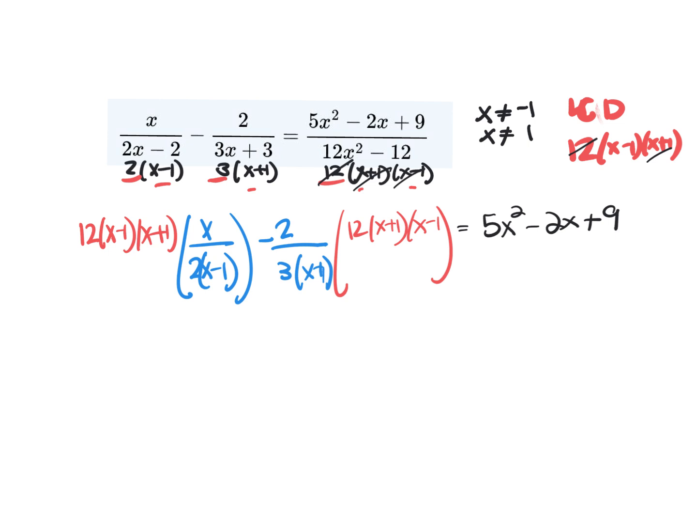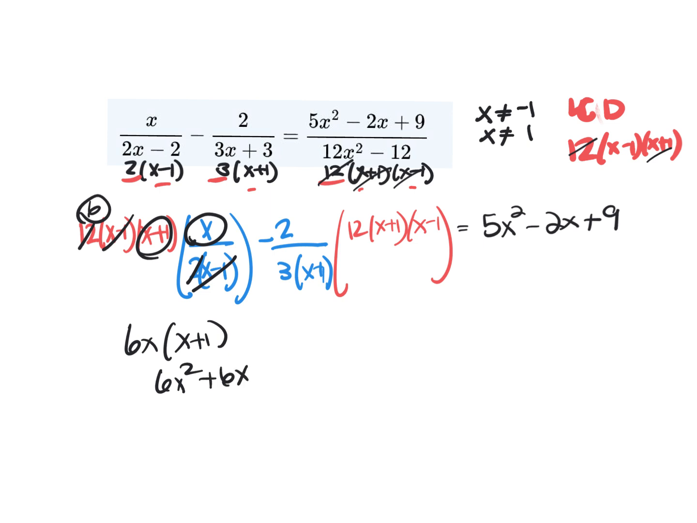We're going to see a lot of things cancel out now. So 12 divided by 2 is 6. The x minus 1 is going to cancel out. And I'm going to have 6 times x, and that is going to be distributed into x plus 1. And so that is going to be 6x squared plus 6x. I'm then going to have 12 divided by 3 will be 4. And then I'm going to have the x plus 1 cancel out. And I'm going to multiply negative 2 times 4. That's going to be negative 8 that I'm going to distribute into the x minus 1.